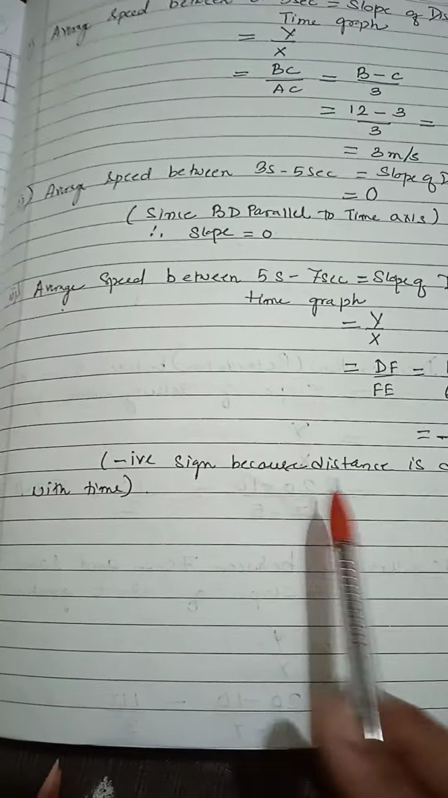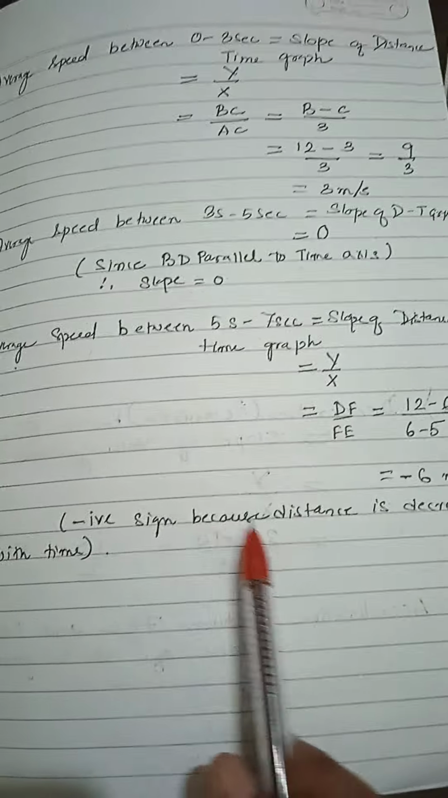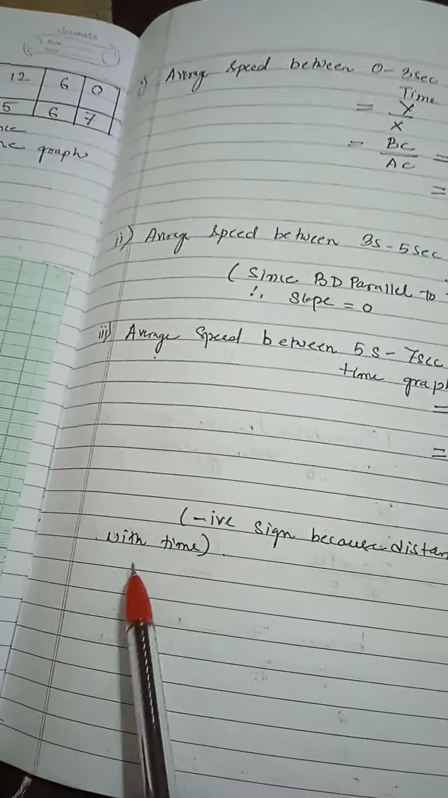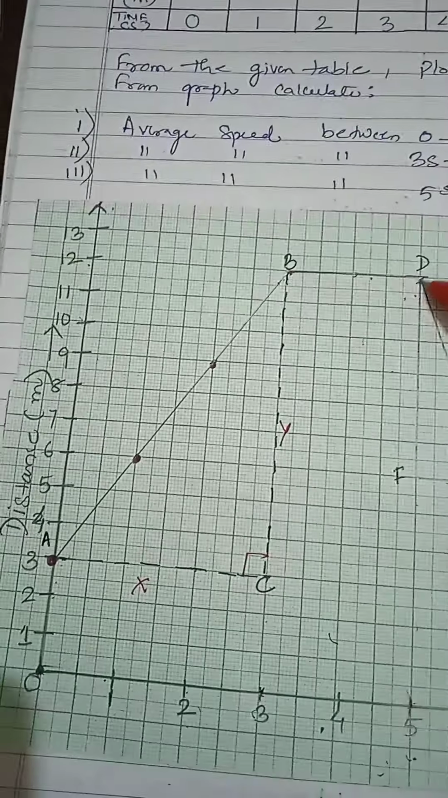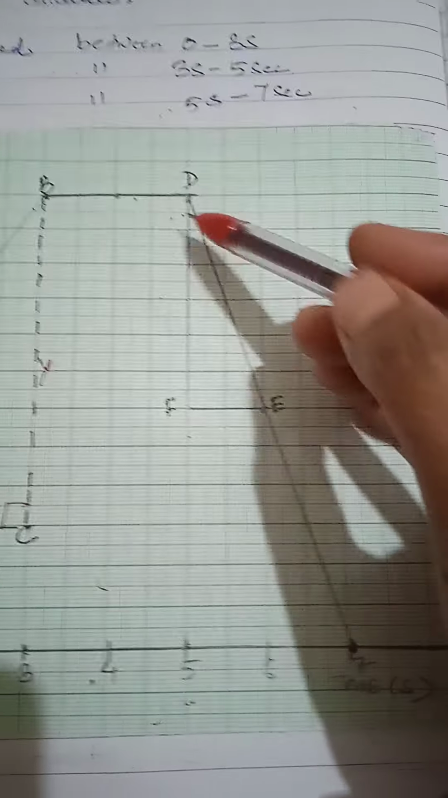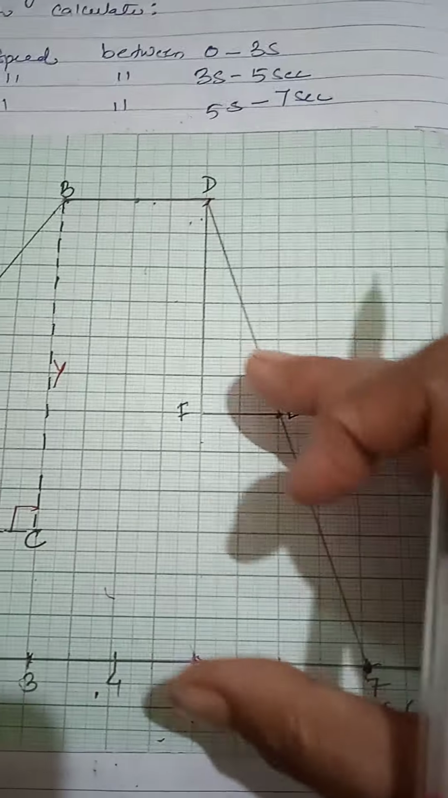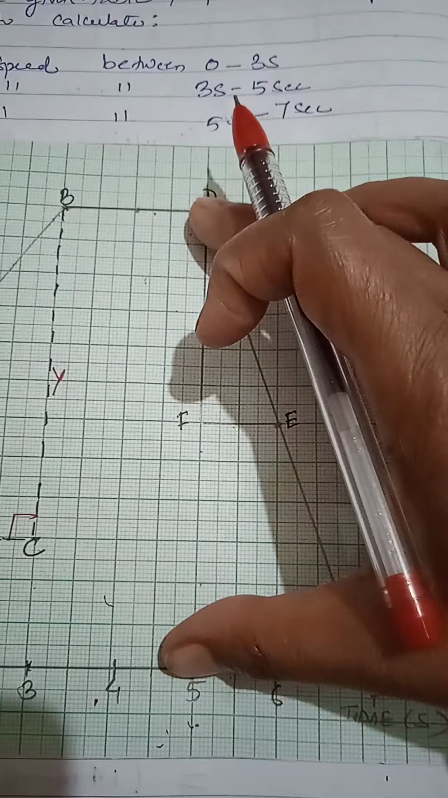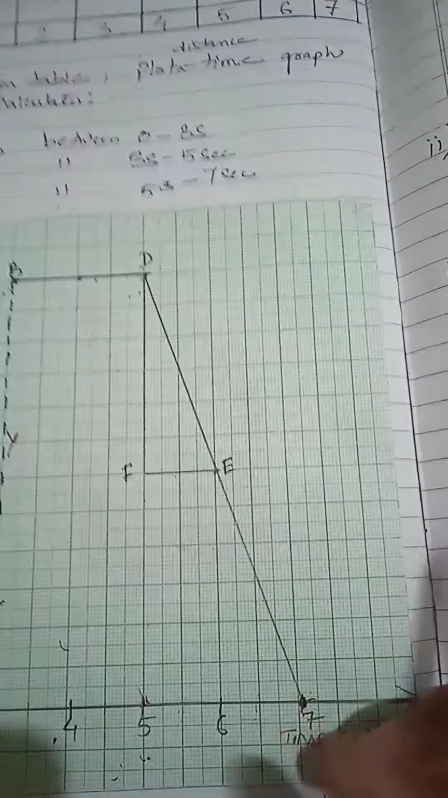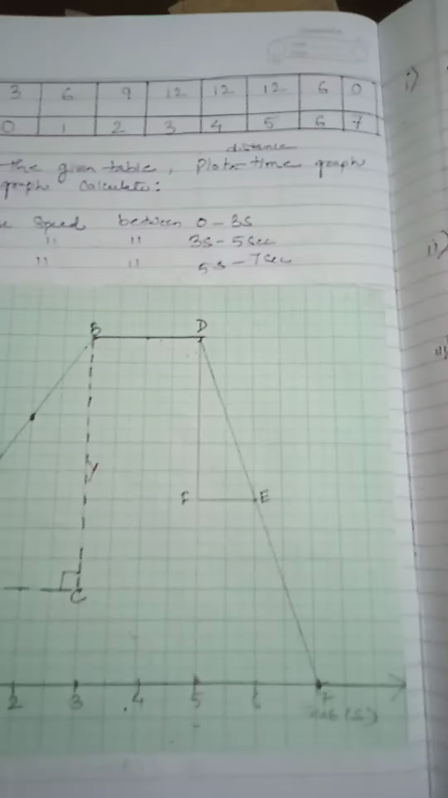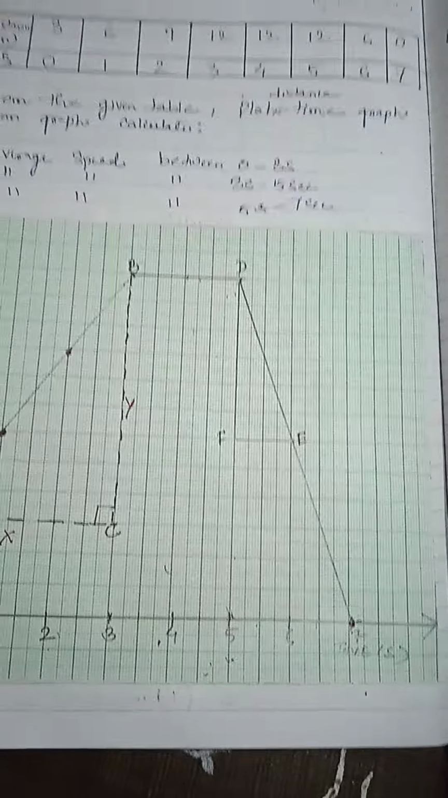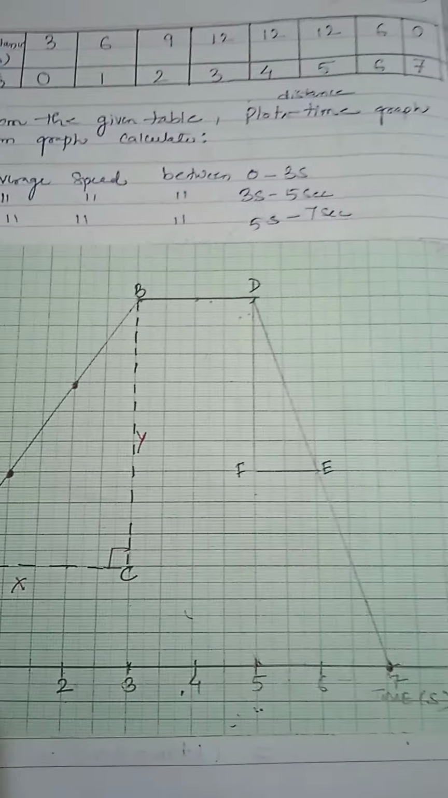Whenever distance increases with time, it is positive, and when the distance decreases with time, then it is negative. Now see the next question. Yes, you can take the longer triangle also. If you take the longer triangle, this is D, make F here, make E here, and take this one as Y and this one as X. Then also you will get the same answer. You can try this yourself, okay? But if you want to do it with the small triangle, that is also correct.